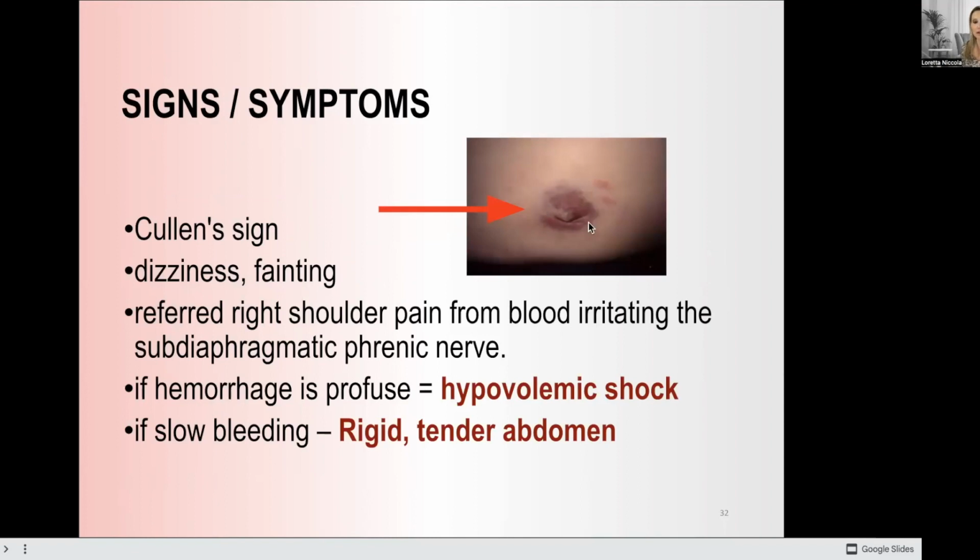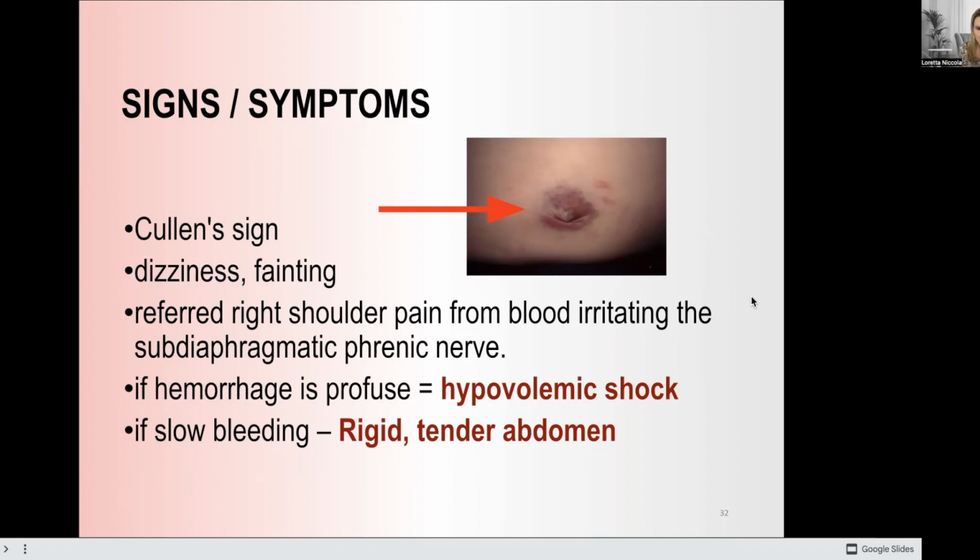This is called Cullen sign. This is a symptom of abdominal bleeding, and typically we don't have this, right? But you've got some bruising around the umbilicus, abdominal bleeding. She might be dizzy, fainting from the hemorrhaging. And even though she's hemorrhaging inside, we may see it coming out, but it also could be an occult hemorrhage inside. So she still can have these items. So we take her blood pressure, we evaluate her, and determine, is there internal bleeding going on?